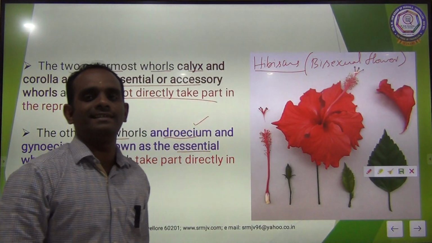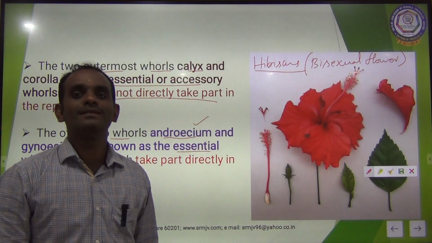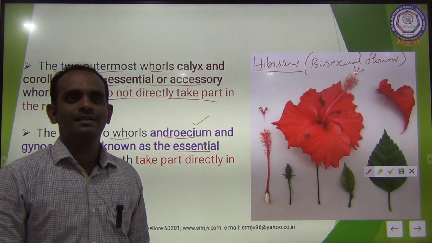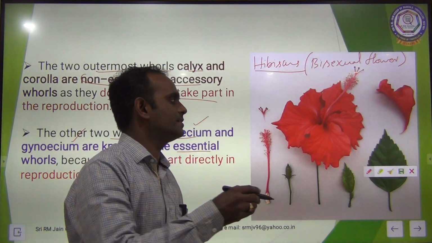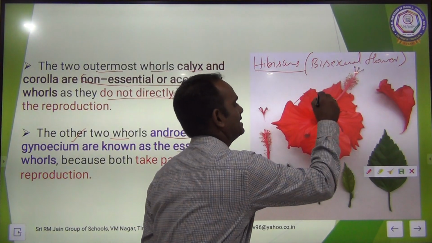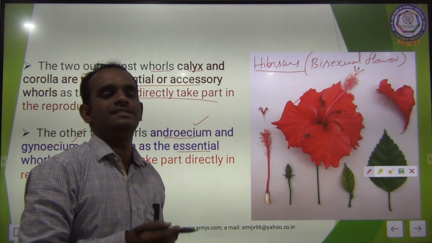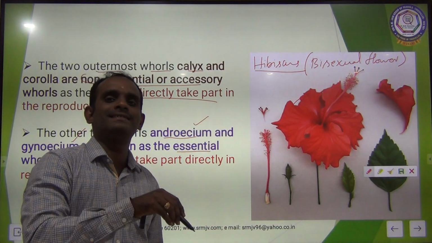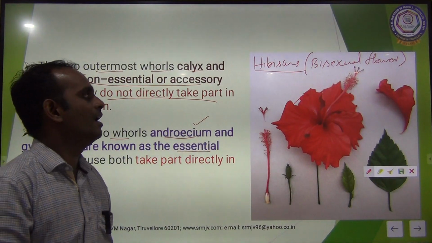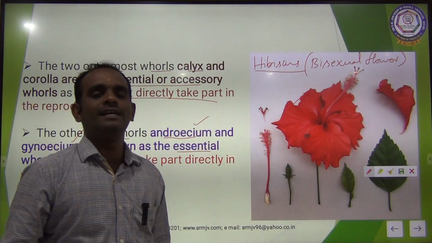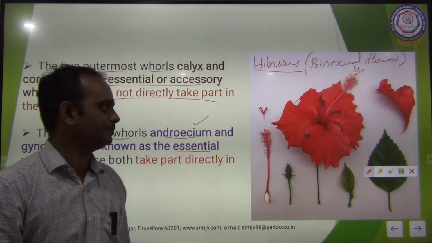What is the meaning of bisexual? Think. Yes, male part and female part are present in the same flower. So it is said to be bisexual, male organ and female organ. Androecium and Gynoecium are present in the same flower, then it is said to be a bisexual flower.